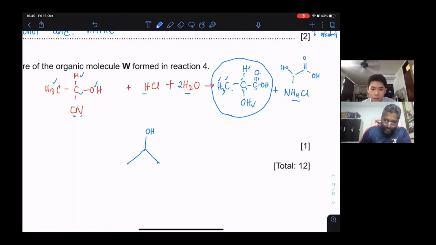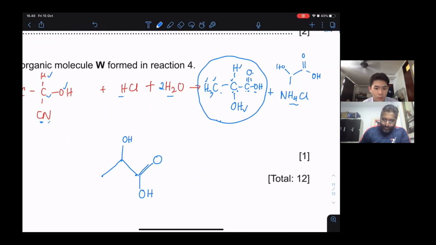So how do I put double bond O? Maybe I'll just put double bond O here, and then there is OH, so I just put OH here. That is what we want. If you write like this also, this is the marking key, still correct. So how is the marking key correct?